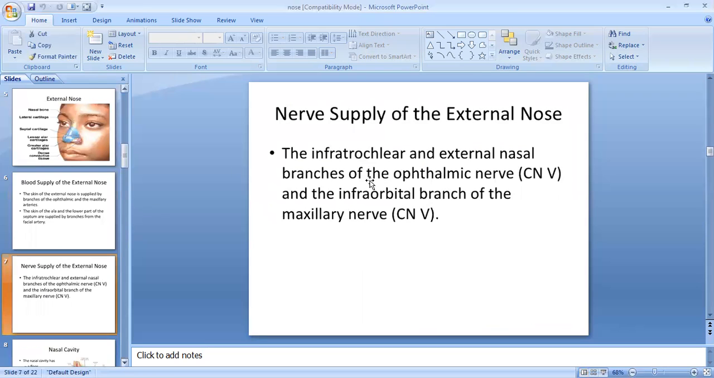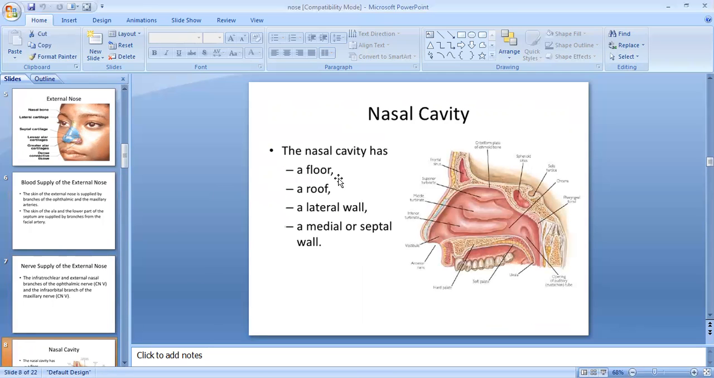The nerve supply of the external nose is by the infratrochlear and external nasal branches of the ophthalmic nerve. The ophthalmic nerve is a division of the trigeminal nerve, the fifth cranial nerve, and also by the infraorbital branch of the maxillary nerve. So this was about the external nose, the nose which is visible to the eye, and the framework of the external nose, the nerve supply, the blood supply.